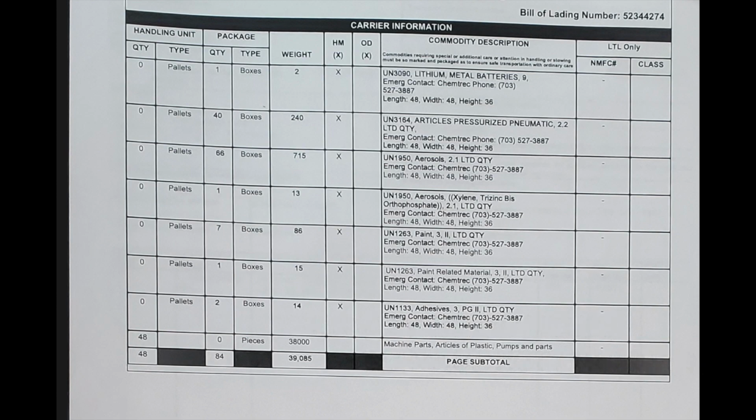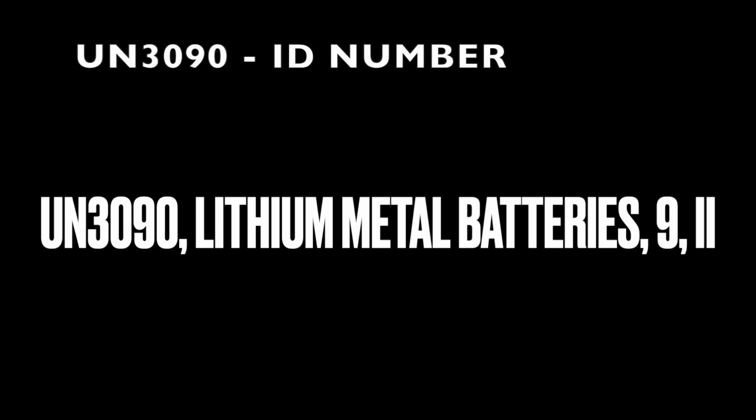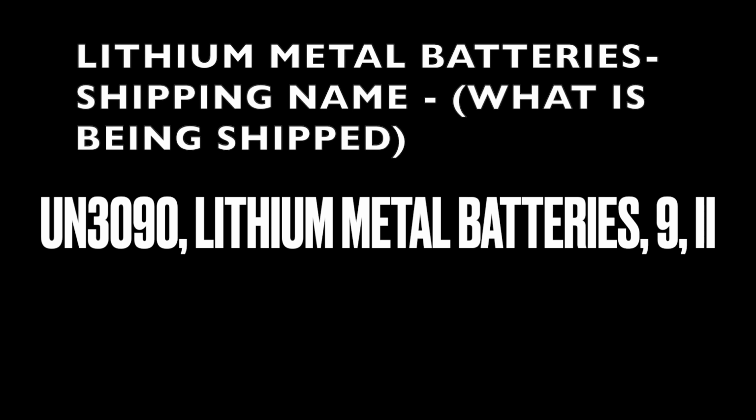Let's go ahead and break down the information of that top hazmat on the BOL. It was UN 3090, comma, lithium metal batteries, comma, 9, comma, Roman numeral 2. UN 3090: first, this is our identification number. The next entry is lithium metal batteries, and that's our proper shipping name. There's another comma, and the next is the number 9.